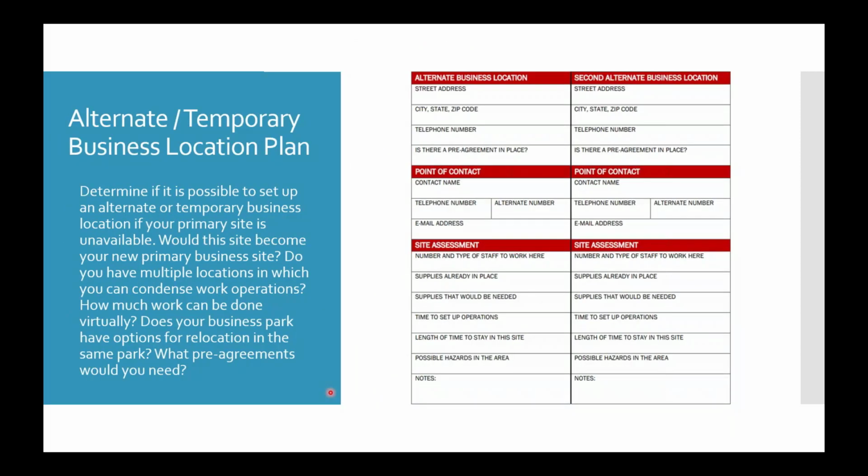Next, alternate or temporary business location plan. So earlier I talked about contacting Vertex, contacting suppliers, contacting your friends and asking them, could you use space at their warehouse, space in their office, rental space as a temporary business location? Maybe there's a fire, a flood, the sprinkler system goes down.